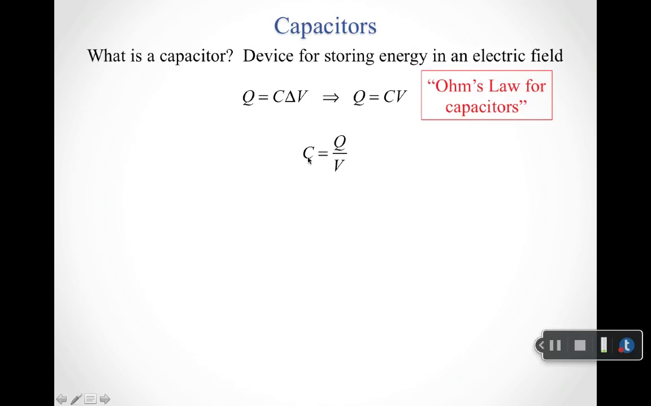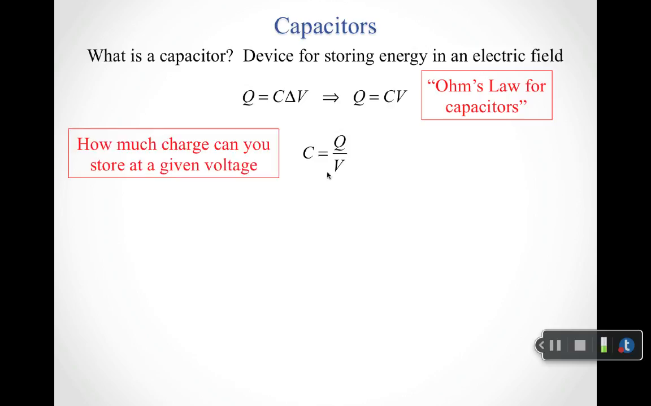Now we can rewrite this equation, and so if we solve this, what it says is that the capacitance is just this ratio of charge to voltage. And so what that's really meaning is that what the capacitance is trying to tell you is how much charge you can store at a given voltage. So if you have something that has a very large capacitance, then you can store a much larger amount of charge at a given particular voltage. So that's fundamentally what the capacitance is trying to let you know.